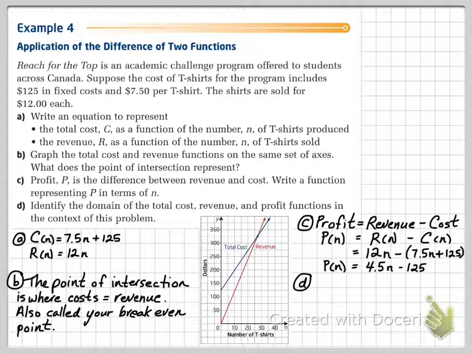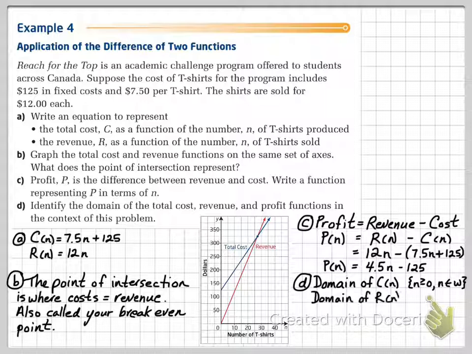Part D. Identify the domain. Well, in simplistic terms, n is the number of t-shirts sold. It's got to be greater than or equal to 0. It can be any whole number because we're not going to sell 1.5 t-shirts. The domain of the revenue is n greater than or equal to 0 because the least amount of money we can make is 0. And the domain of the profit is going to be n greater than or equal to 0, for n any whole number.